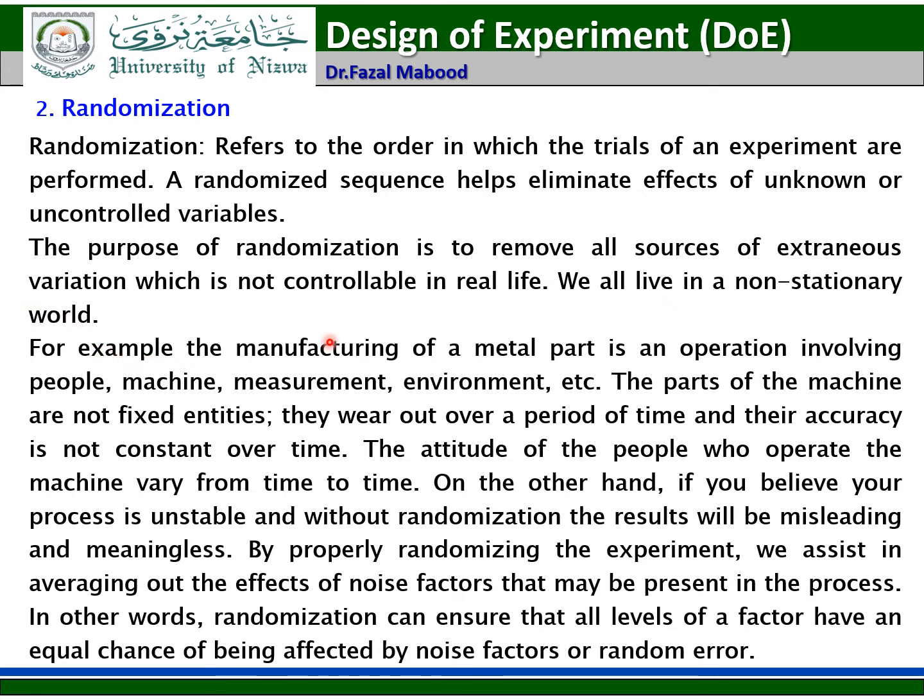For example, the manufacturing of a metal part is an operation involving people, machine, measurement, environment. The parts of the machine are not fixed entities. They wear out over a period of time and their accuracy is not constant over time. The attitude of the people who operate the machine varies from time to time.